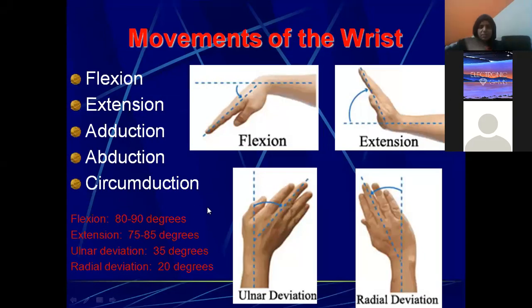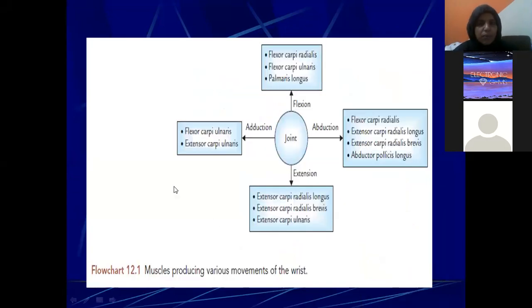So what are the various movements possible? You can see here flexion, extension, then we have ulnar deviation and radial deviation. Ulnar deviation is nothing but adduction, radial deviation is nothing but abduction. If you rotate it more, you call it circumduction. So what are the various muscles bringing about these movements? This is taken from Vishram Singh, easy for you to memorize.